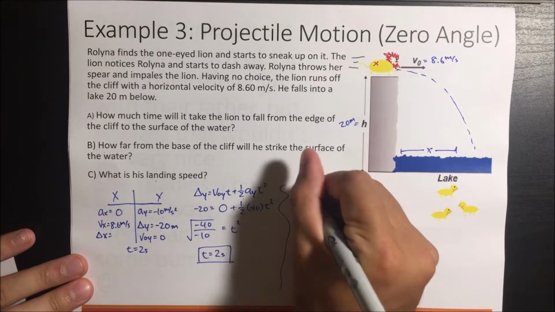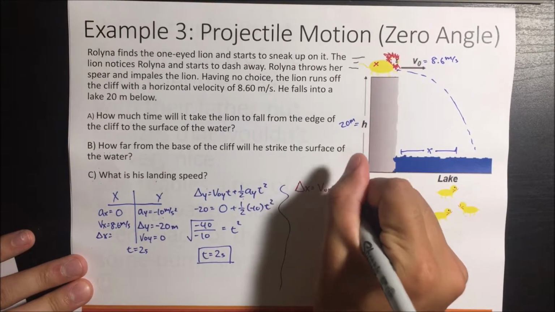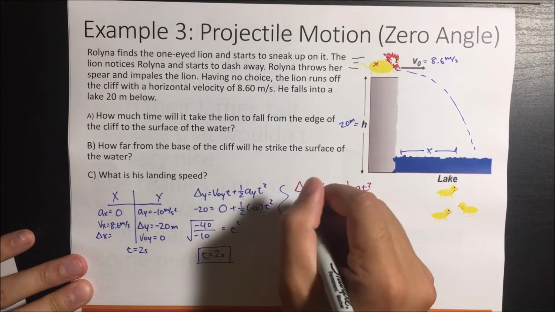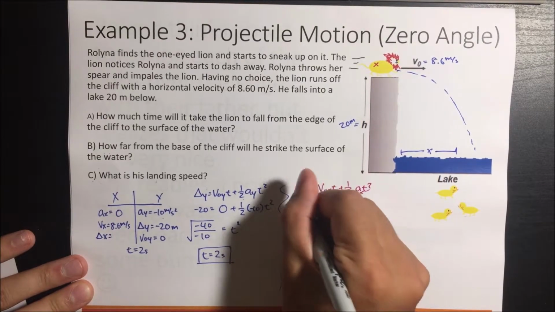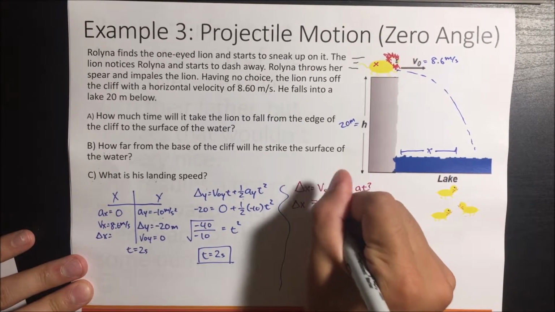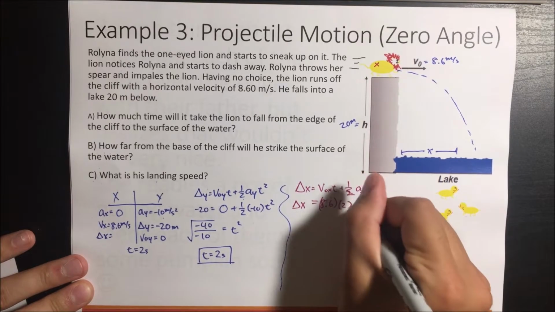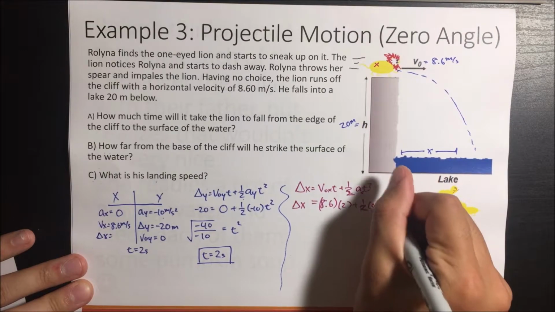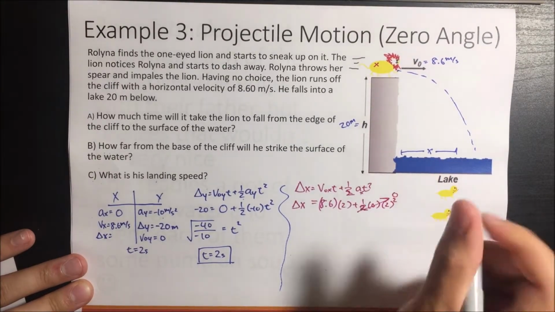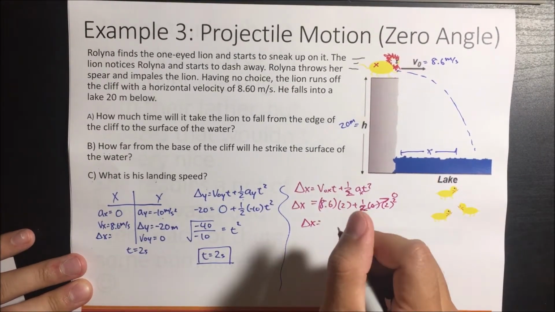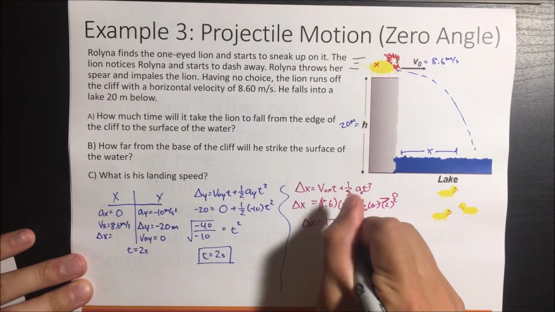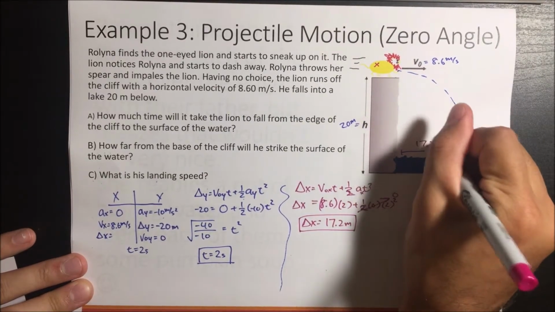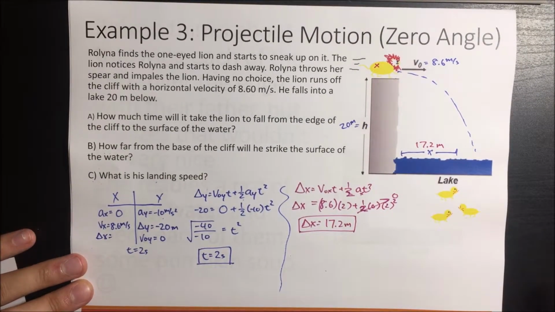Using that same formula again, displacement of x, but now for the x: Δx = v_x t + 1/2 a t squared. Displacement, that's what we're looking for. Velocity is 8.6. Going to be falling for 2 seconds, plus 1/2 times 0 times 2 squared. This all goes to 0. And we see that the displacement is going to be 17.2 meters. So this lion is going to be going 17.2 meters in the x direction.